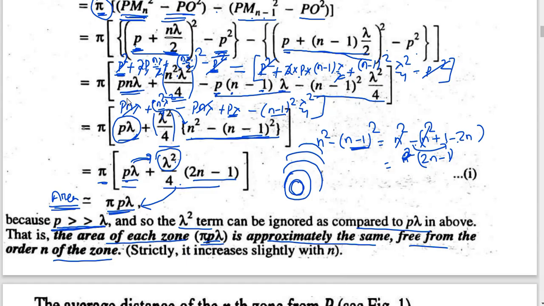So first order the area will be pi p lambda, second order the area will be pi p lambda, third order the area will be pi p lambda. Strictly, but actually remember, the area increases slightly with n, because there is actually an n present, but due to that n factor, the area increases by a very small amount. So we can take the areas as approximately the same.